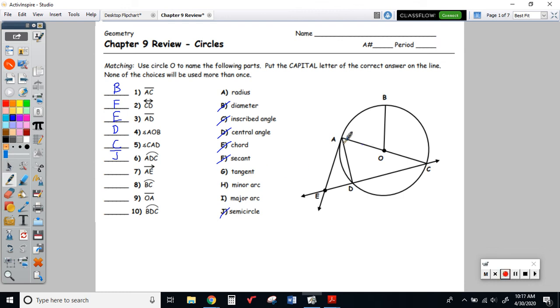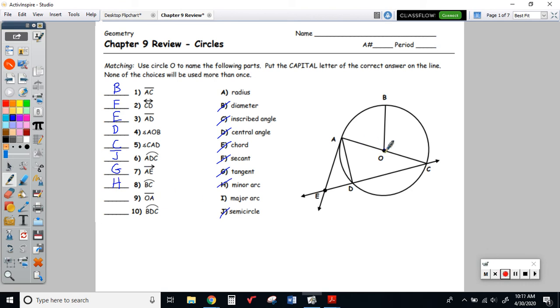Ray AE right here is something that just touches the circle at one point. If you called it line AE, it would be the same thing. It's going to be a tangent on this one. So choice G is a tangent. Arc BC, and it's only 2 letters, so we're going the shortest way possible from B to C, not the long way around. That looks like a minor arc for that one. So choice H, minor arc.